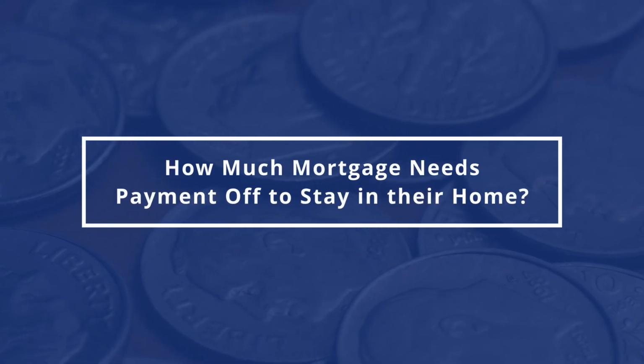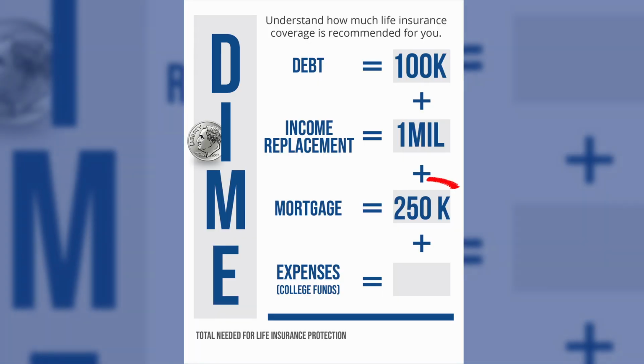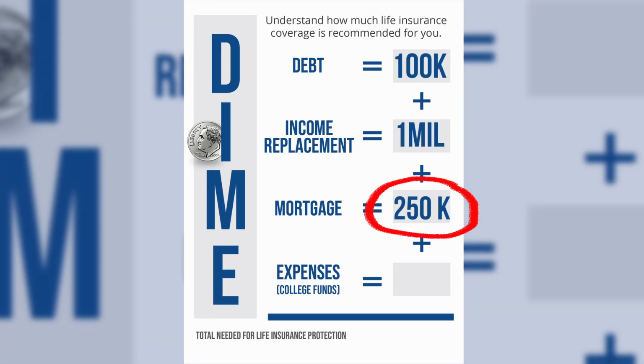How much of the mortgage will they need to pay off in order to be able to stay in their home? If we use a conservative number like $250,000, then you're simply going to write $250,000 and circle that number. But please keep in mind that that's a very low number for a lot of parts of our country.